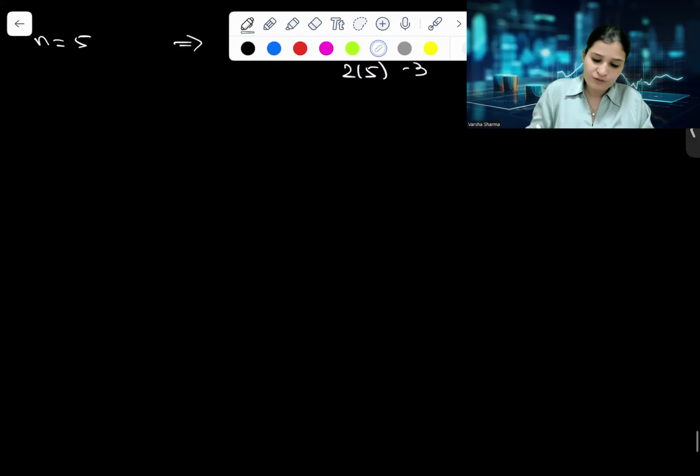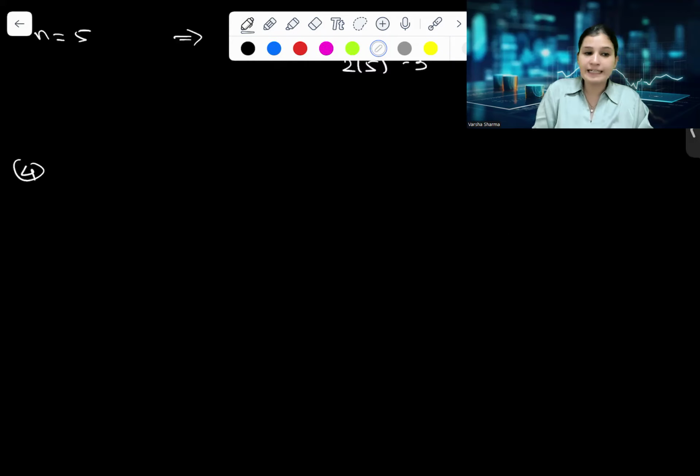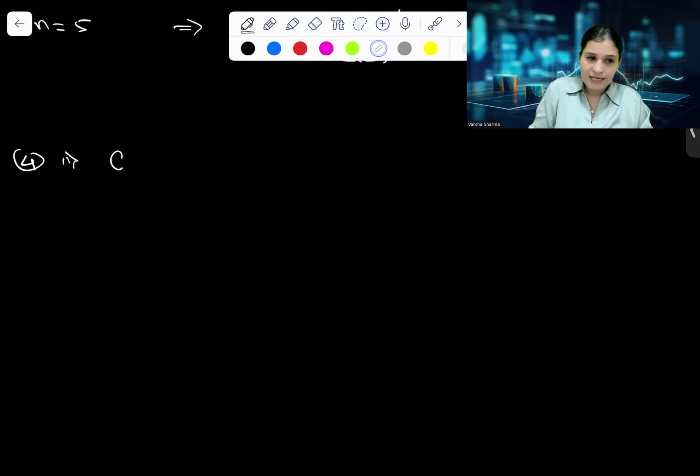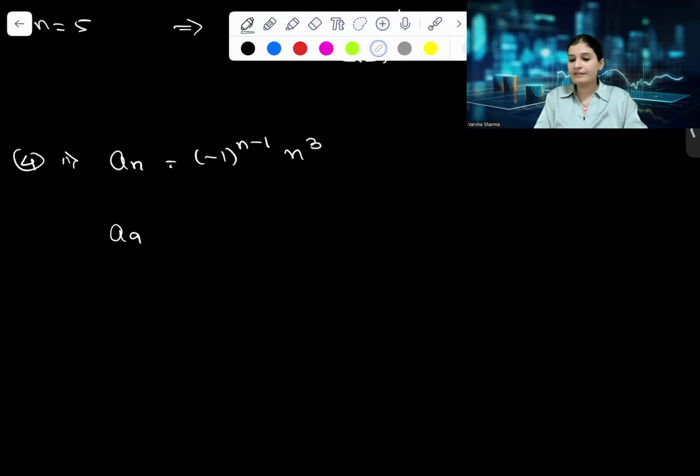Same for question number 4. We just want to find out the indicated term. The second one: a_n is minus 1 to the power n minus 1 times n cube. And what we want to find is a9. a9 means instead of n, we need to put 9. So minus 1 power 9 minus 1, that is 8, times 9 cube. Minus 1 power 8 is plus 1. And 9 cube will be 729. Yes.